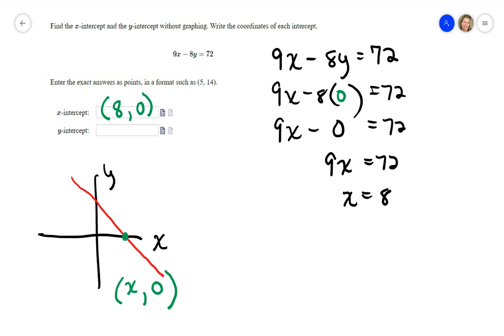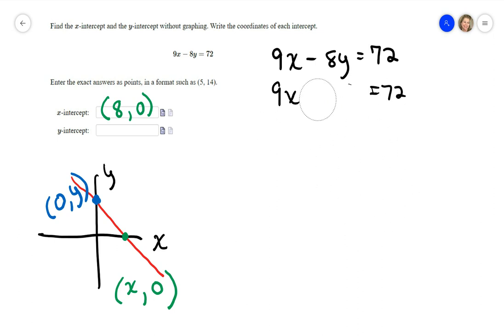But then the line also crosses the y-axis, and that point always has an x-coordinate of 0, and then the y-coordinate is wherever it crosses the y-axis. So I'm going to come back up to this exact same equation, and instead of plugging into the y, I'm now going to plug into the x. I'm going to stick the 0 where the x is, and then solve for y.